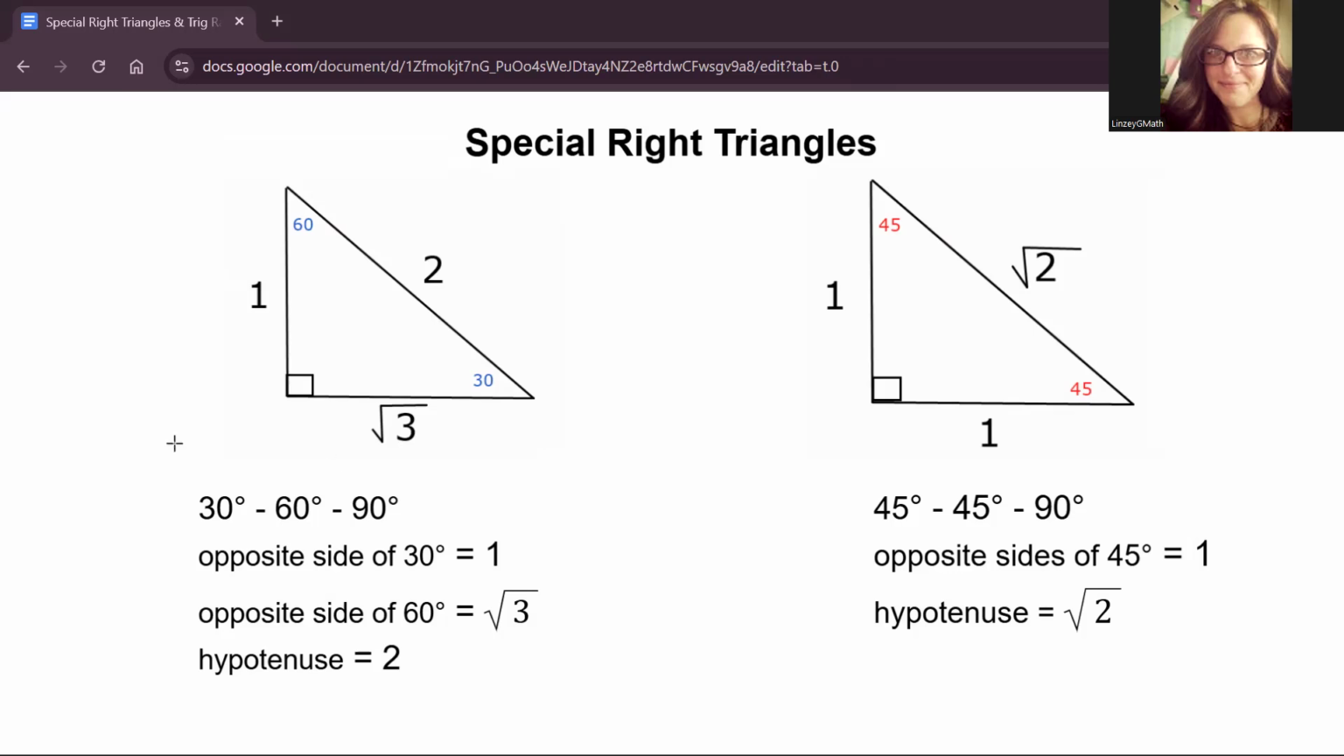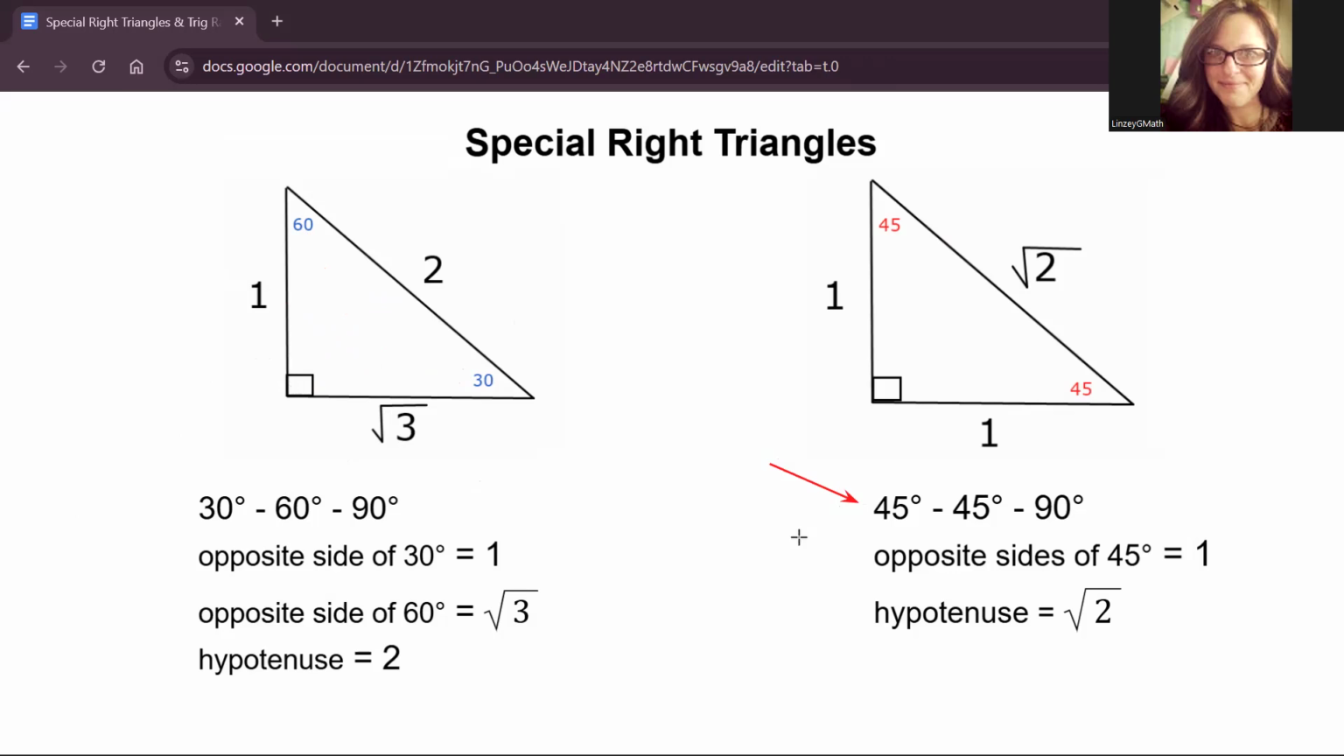Let's start with the 30, 60, 90 special right triangle. The opposite side of 30 is 1. The opposite side of 60 is the square root of 3. And the hypotenuse is 2.